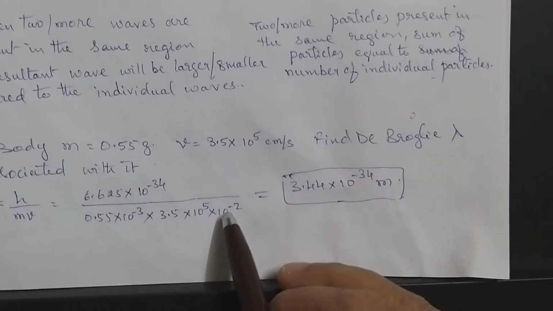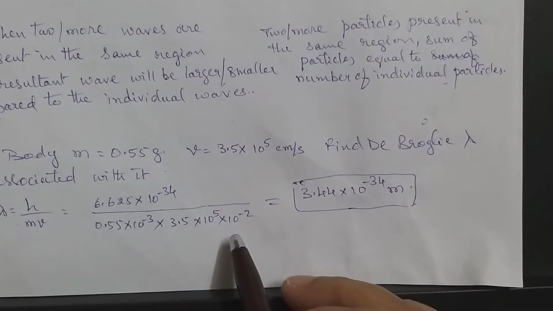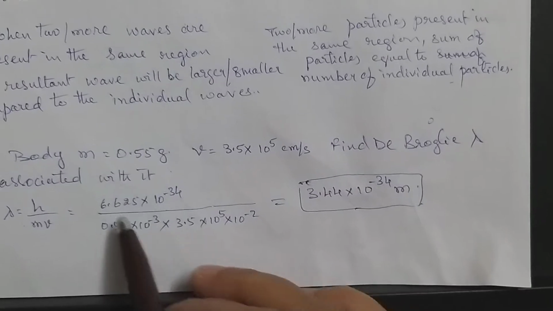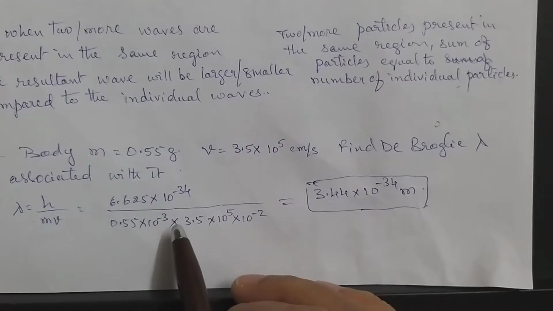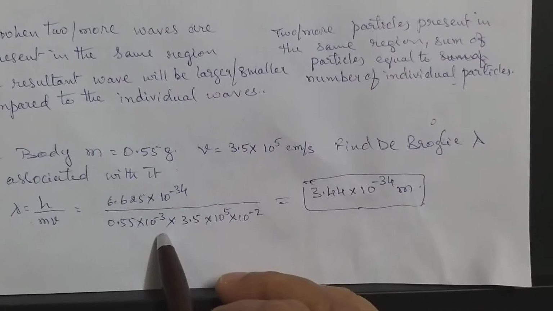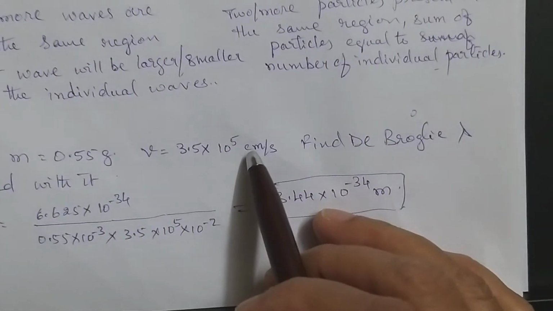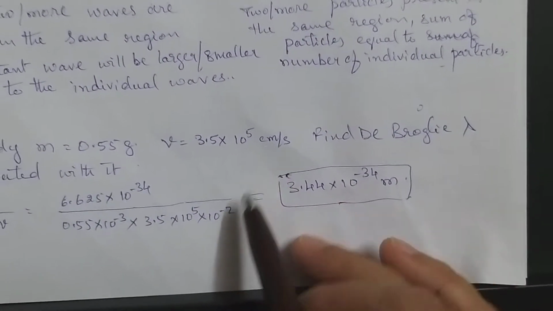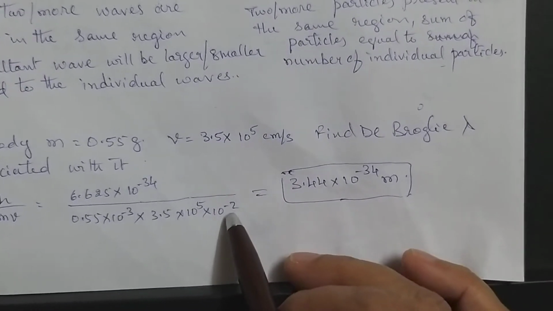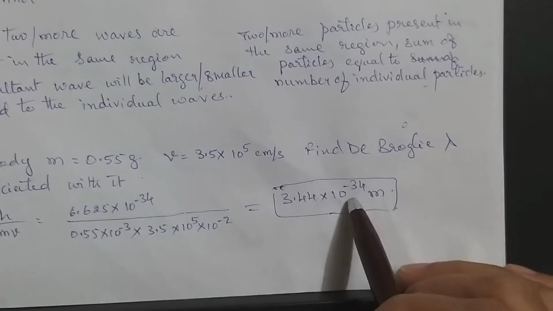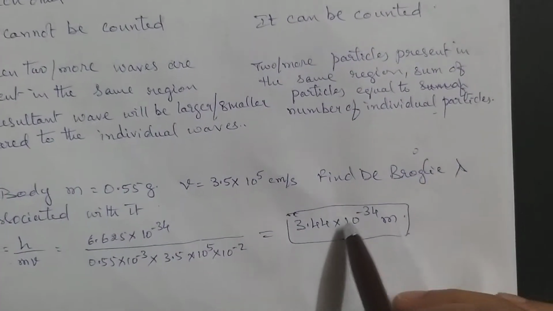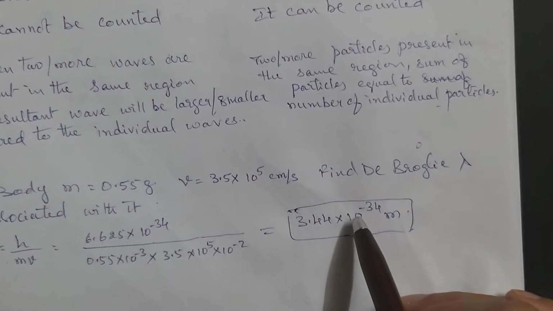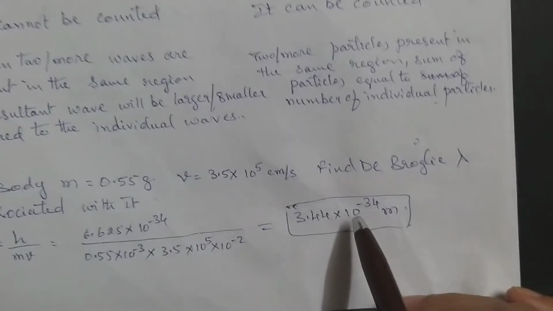3.5 into 10 to the power 5. See, this is the h value in the MKS system, and this is the mass, and this is in centimeter per second, so it is converted into meter, that's it, and there is the answer. So many meters, still it is very small, you see. 1 angstrom means 10 to the power minus 10 meter, that is the radius of the atom.